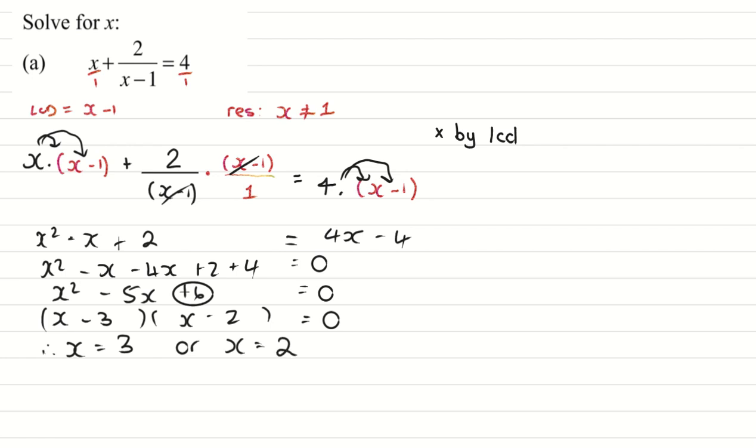Now, before you end off this as your solution, you need to go ahead and check what was the restriction in the beginning, and is your answer part of that restriction. The restriction was that x cannot be equal to 1, and we didn't get 1 as an answer, so that means both these solutions are applicable to this problem.